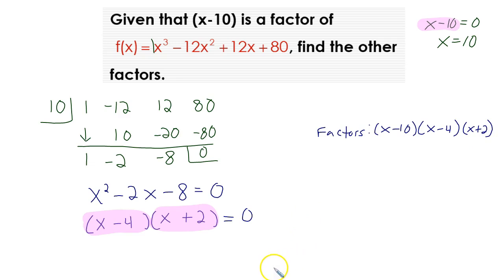Now I'm going to add a question here. Now that I know what the factors are, can you tell me what the roots would be? Or zeros, I could say zeros. Or solutions, I could say solutions. Well, if the factors are x minus 10, x minus 4, and x plus 2, that means that we could rewrite this thing as x minus 10 times x minus 4 times x plus 2 equals 0 to find the roots, which means that these three things are going to give us the roots. If we set all three of them equal to 0, we can find that the roots are positive 10, positive 4, and negative 2.